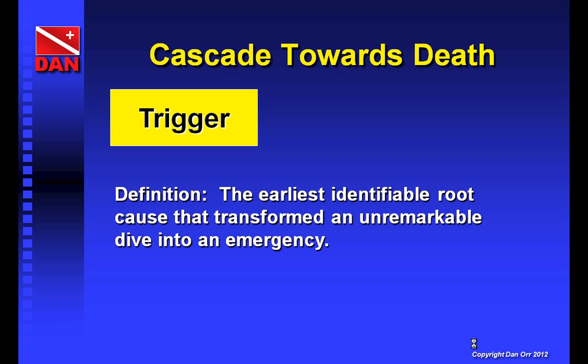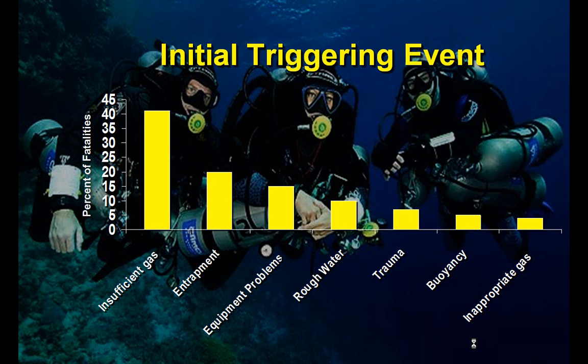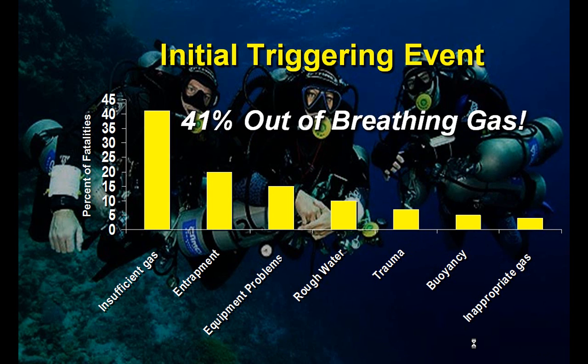So we'll start looking at these steps that Petar identified, the trigger, which is the earliest identifiable root cause that transformed a relatively unremarkable dive into an emergency that led to a tragedy. When you look at the data, as Petar mentioned, 41% ran out of breathing gas. 41%. That's hundreds of divers that could be alive today if they were able to manage their breathing gas supply, if they and their diving partners were able to manage multiple gas supplies, and they could not. And you look at the other issues: entrapment, equipment problems. I actually don't think it's equipment problems, I think it's problems with equipment. This is something entirely different. Rough water trauma, buoyancy, and inappropriate gas.